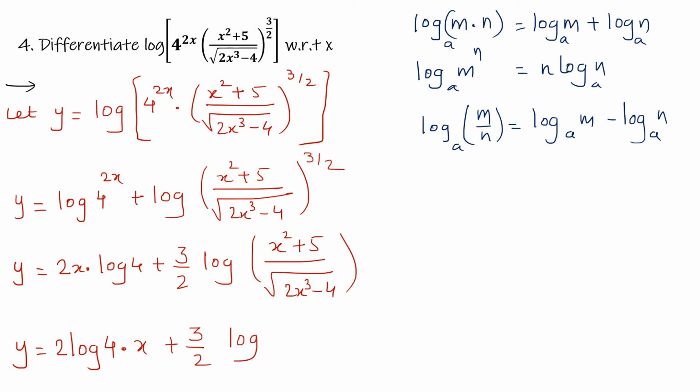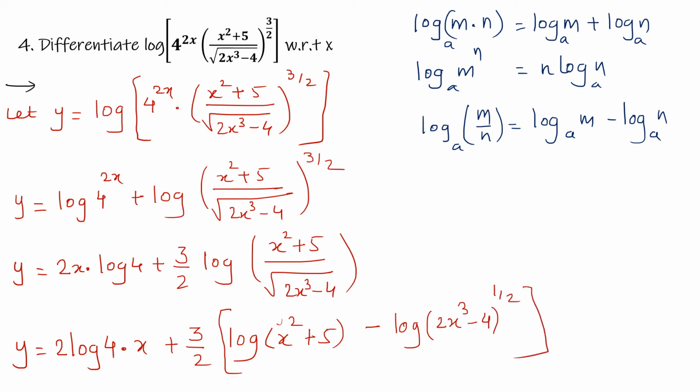Now log of x square plus 5, minus log of, see now this square root can be assumed as power half. So it becomes 2x cube minus 4 raised to half. Now just check whether this much is correct or not. All of you understood this or not?